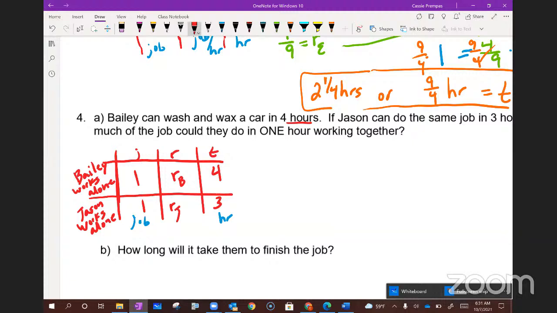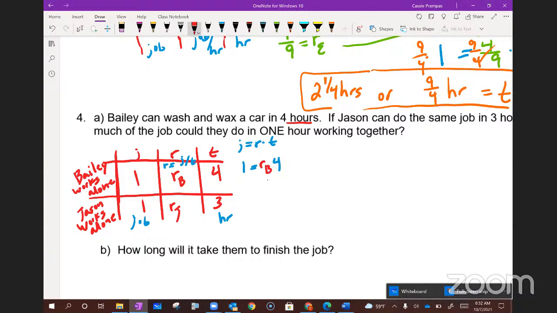Now, if you prefer to work in the chart, you could use the fact that the rate is equal to the job divided by time, and you can use that to find their rates. Sometimes I like to work within the chart. Sometimes I just work off to the side. But for these beginning ones, I just really want to make sure we know how we're solving. So job is equal to rate times time. And if I'm looking at Bailey, Bailey can do one job in 4 hours. So I'm going to use that to solve for the rate of Bailey.